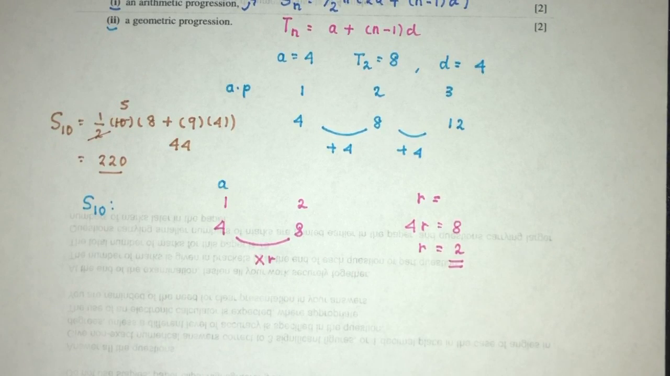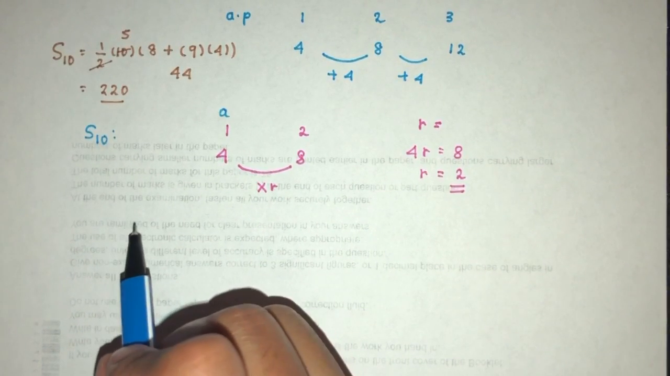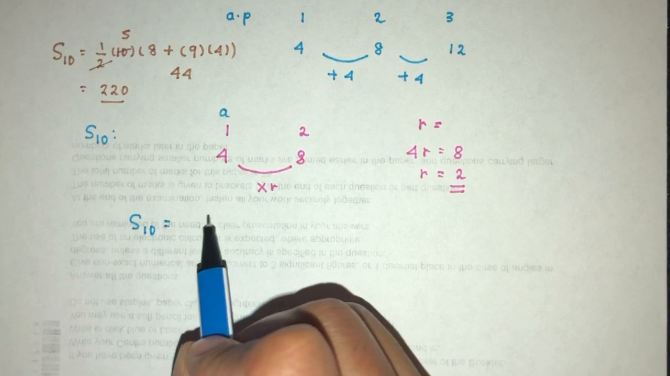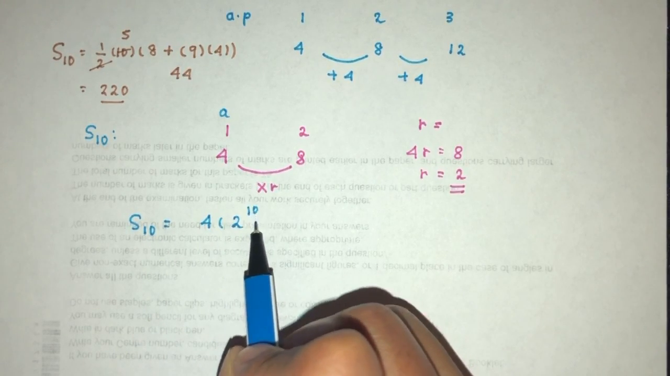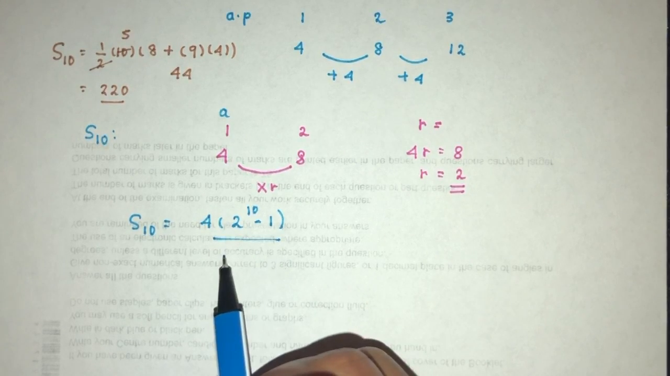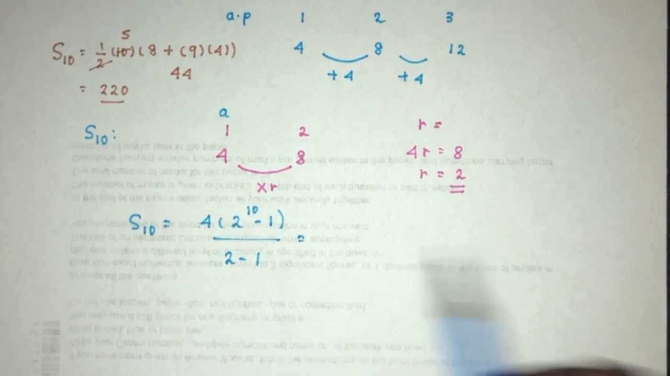We can find the sum of the first 10 terms. So that will be what? That will be a is 4 times r power n, 2 power n minus 1 over the value of 2 minus 1.